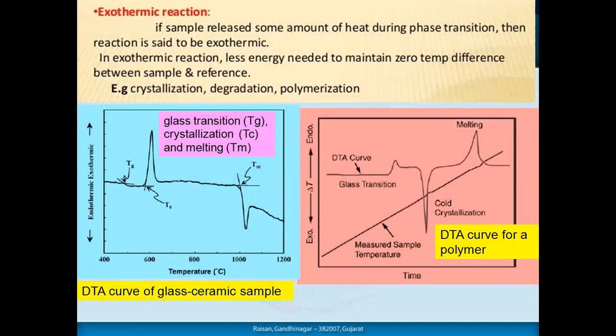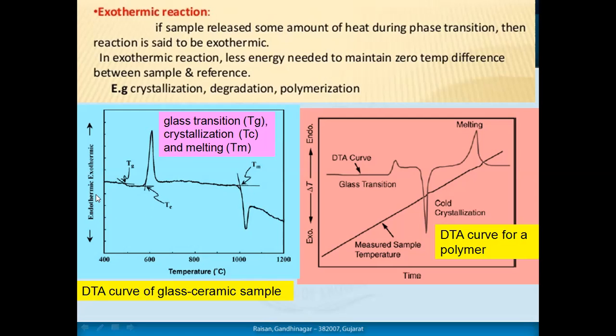If the sample releases some amount of heat during phase transition, then the reaction is said to be exothermic. Okay, so in an exothermic reaction, less energy is needed to maintain zero temperature difference between the sample and the reference. Generally, crystallization, degradation and polymerization. So if you see here, this is the glass transition, which means a slight change in the structure. Whereas here there is an endothermic process, crystallization, and again this is your melting. Melting is endothermic.